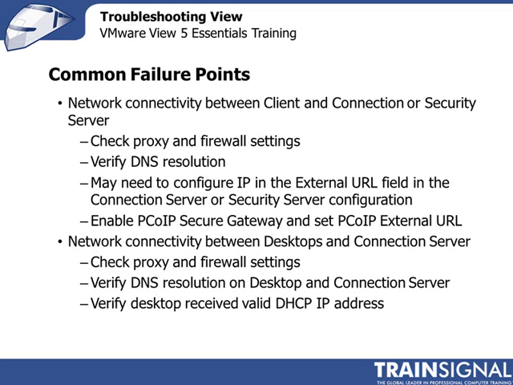You'll also want to make sure that the desktop has a valid DHCP IP address. With the number of desktops that View can spin up and down in a short period of time, it's not unusual for a DHCP scope to be used up fairly quickly. If you see this type of issue, you may need to set your DHCP lease times to a lower value to ensure that they clean up a lot quicker.